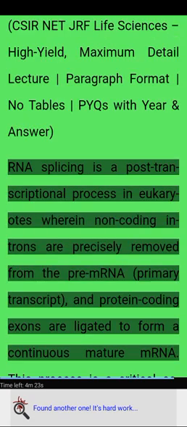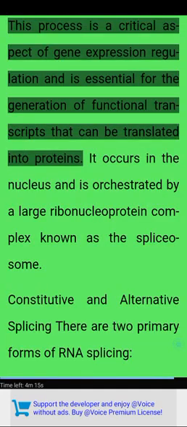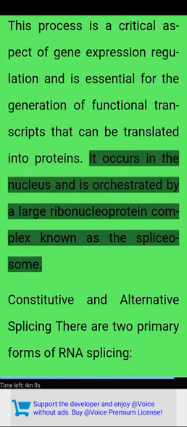RNA splicing is a post-transcriptional process in eukaryotes wherein non-coding introns are precisely removed from the pre-mRNA, the primary transcript, and protein-coding exons are ligated to form a continuous mature mRNA. This process is a critical aspect of gene expression regulation and is essential for the generation of functional transcripts that can be translated into proteins. It occurs in the nucleus and is orchestrated by a large ribonucleoprotein complex known as the spliceosome.